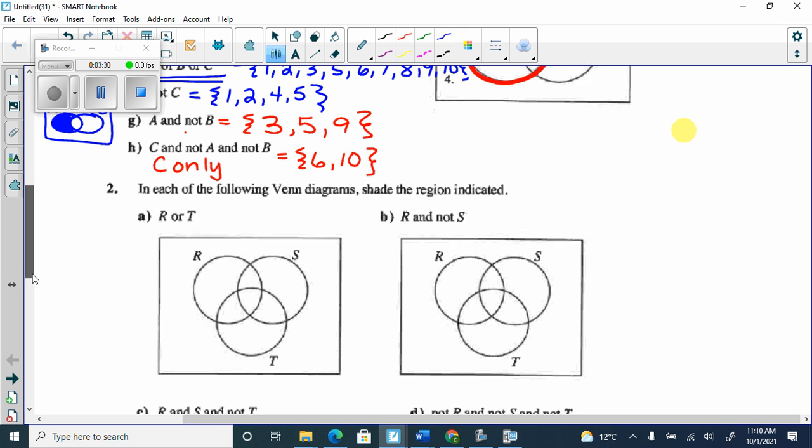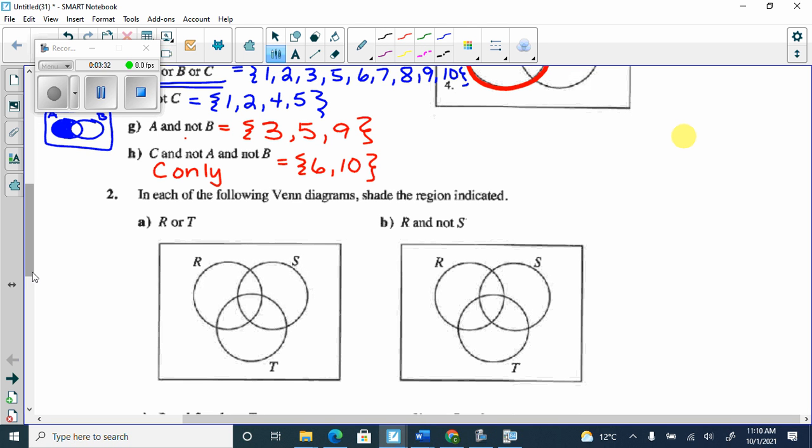Now, for 2A, we want R or T. What is or on any Venn diagram? What shape? A snowman. So I go to R or T, the snowman, and I shade it.